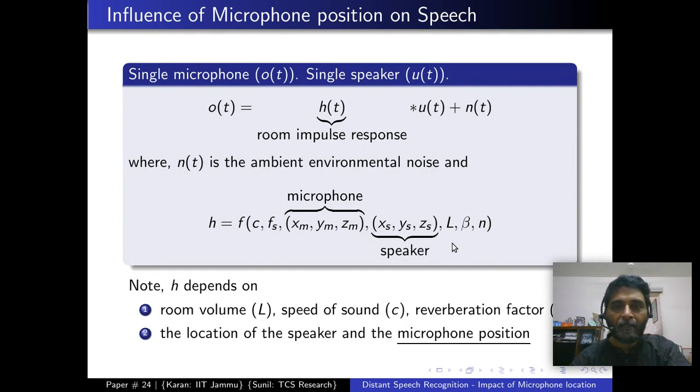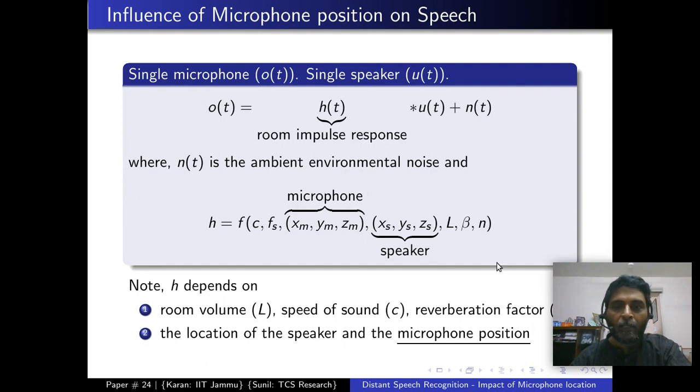For example, in this slide, you see that for a single microphone and a single speaker, the output of the microphone is the convolution of a room impulse response with the utterance U(t), and of course, there is a noise effect. The microphone position plays an important role because the room impulse response H is a function of the microphone position. The room impulse response depends on a few constants, like the room volume and speed of sound, which are more or less constant in a given scenario. What could probably change is the microphone position.